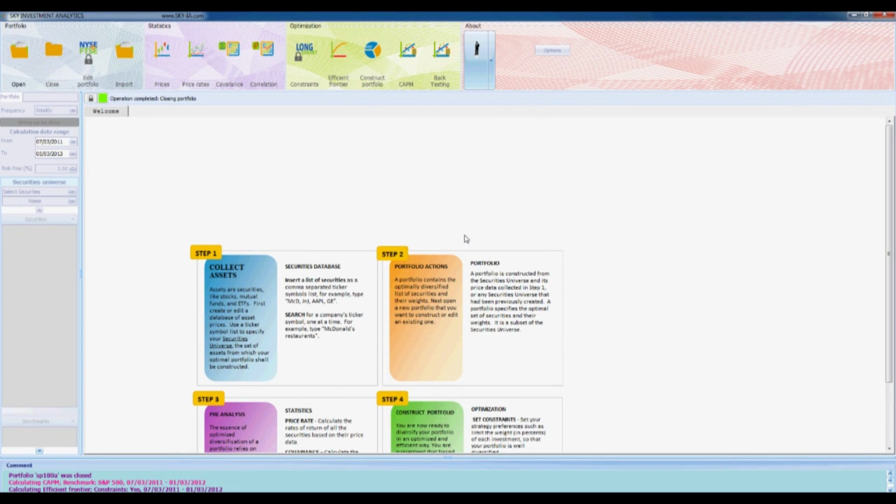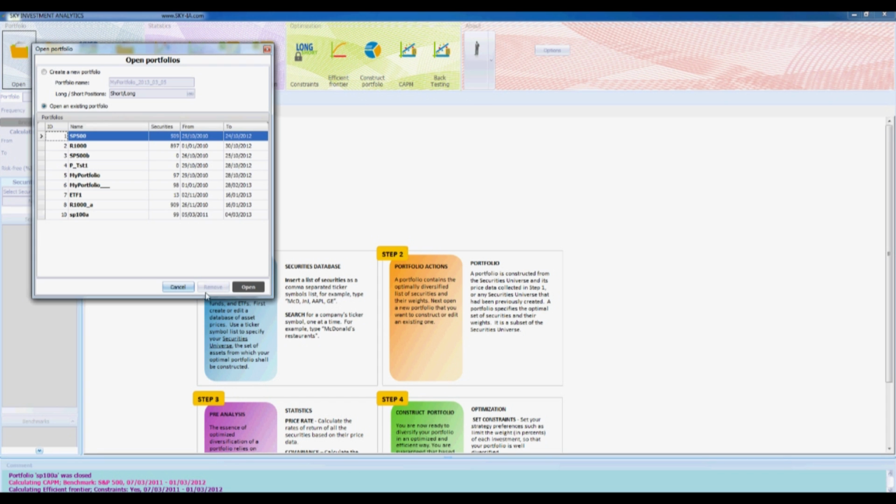Hello, my name is Sylvia and we are going to show how to set the constraints. Let's open the portfolio.